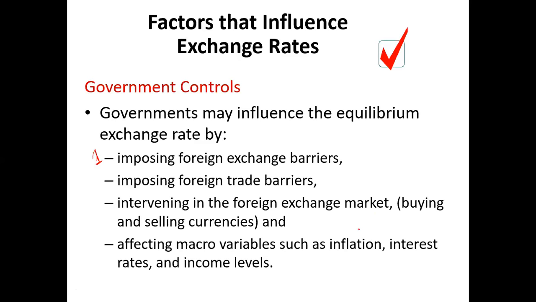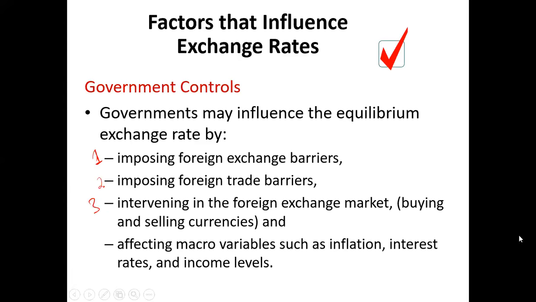Again, government can impose foreign trade barriers, like embargo, quota, and trade restrictions that will limit imports. And once imports are limited, it can make the currency stable because there will be less demand for foreign currency.